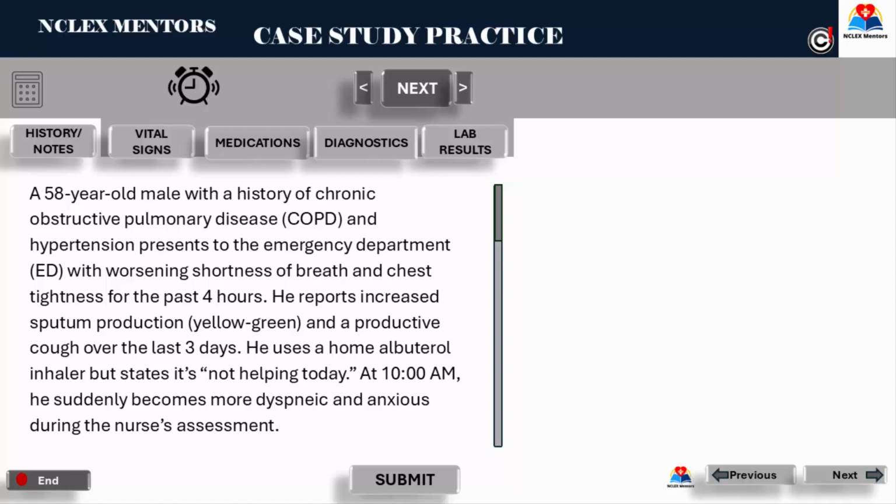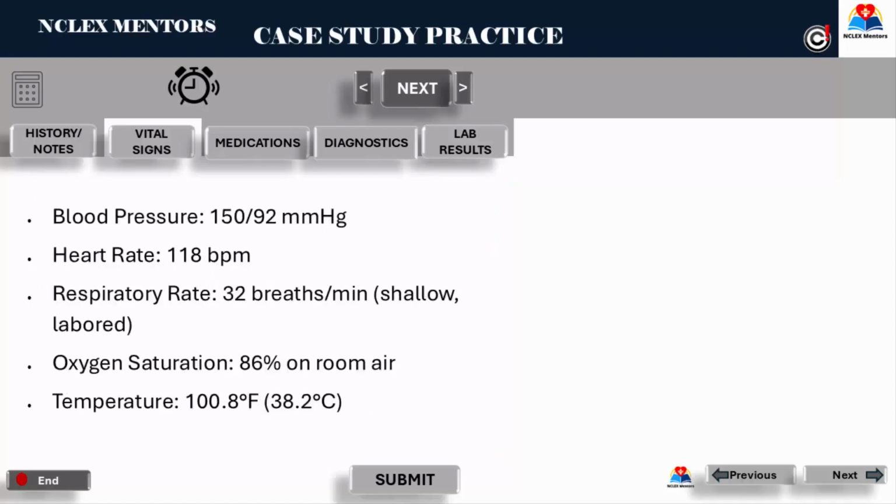Now, it's 10 a.m., and during your assessment, things get more concerning. He becomes more dyspneic, meaning he's struggling to breathe, and now he's anxious as well. Let's look at his vital signs. Blood pressure, 150/92, a bit high. Heart rate, 118 BPM, elevated, likely due to his breathing struggle. Respiratory rate, 32 breaths per minute, rapid breathing, and it's shallow and labored. Oxygen saturation, 86% on room air.